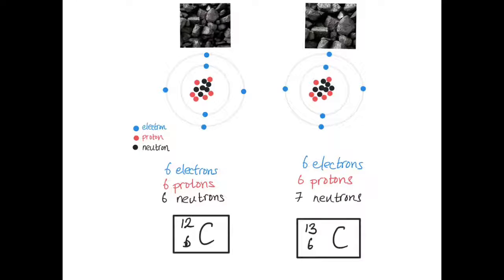So an easy way to spot if two things are isotopes of each other is to look at the bottom number. And if the bottom numbers are the same, they contain the same number of protons in the nucleus, so the two things you're looking at are isotopes of each other.